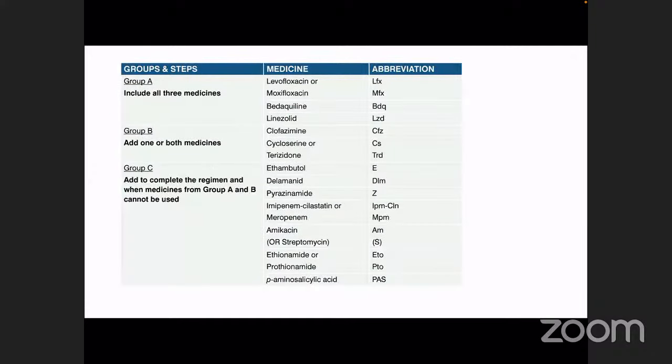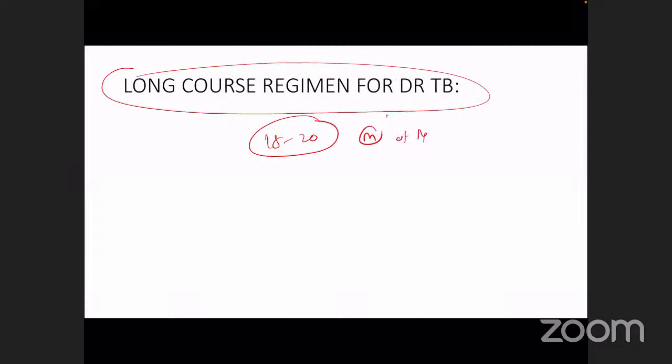In this, remember, there is nothing like IP and CP. It is 18 to 20 months of treatment. No IP, no CP. So for all patients who are not eligible for the short course or the oral or injectable regimen, for all those cases, you have to use this regimen. Okay, and this is basically a tailor-made regimen. You modify the regimen based on the patient's culture results, LCDST and LPA results, and then you modify the treatment accordingly.